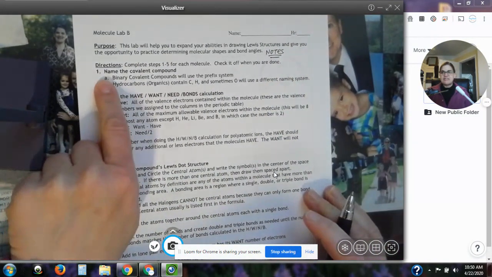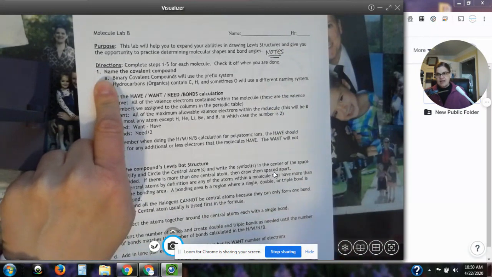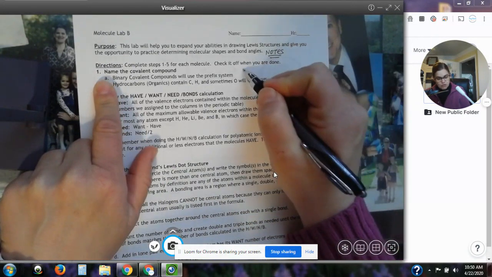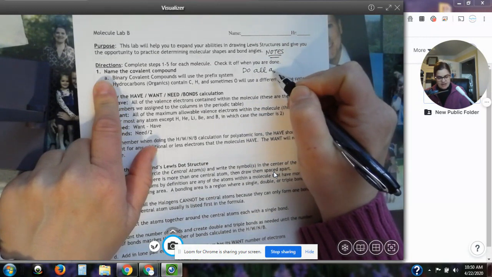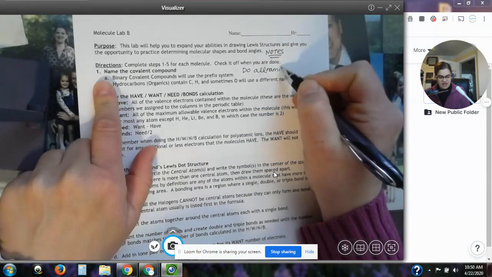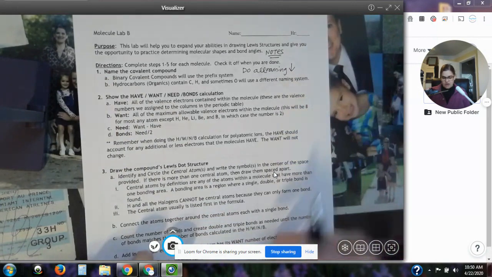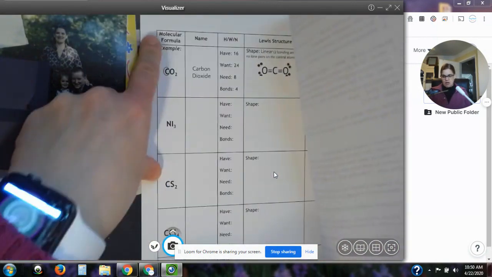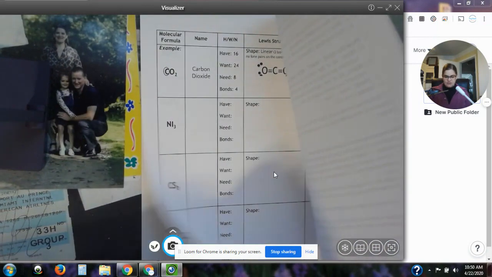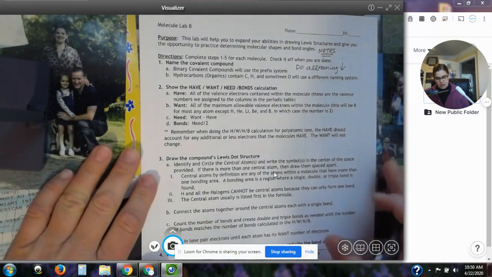You're going to be doing some naming here. With this naming, I recommend that you do all of the naming at once while it's fresh in your head. And I just go down the columns. So if I turn the page here, I would just name all the way down and then do the name all the way down. I think that's going to be helpful.